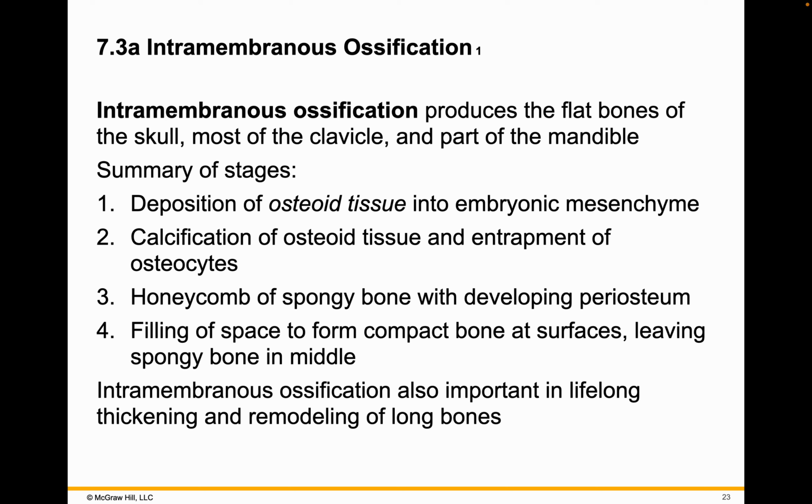So here, the model that's being used is found between two membranes. So we get the deposition of osteoid tissue into embryonic mesenchyme, the calcification of the osteoid tissue and the entrapment of the osteocytes. This creates a honeycomb of spongy bone with a developing periosteum, filling of the space to form compact bone at the surfaces, leaving the spongy bone in the middle. Intramembranous ossification is also important in lifelong thickening and remodeling of the long bones.